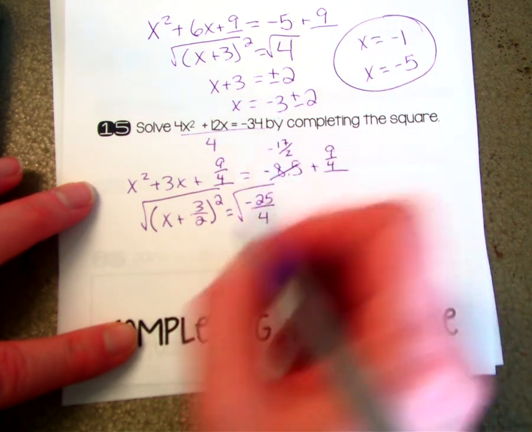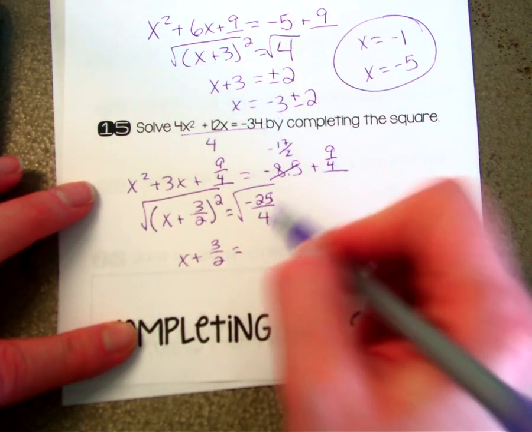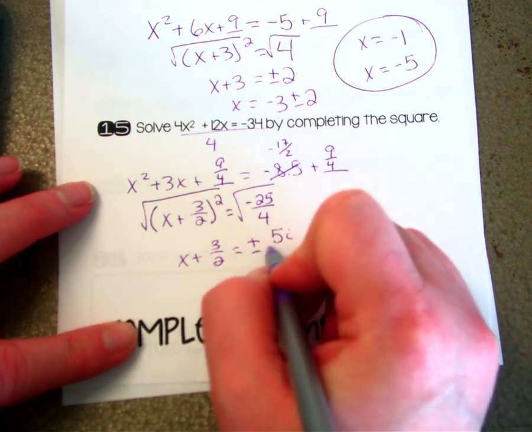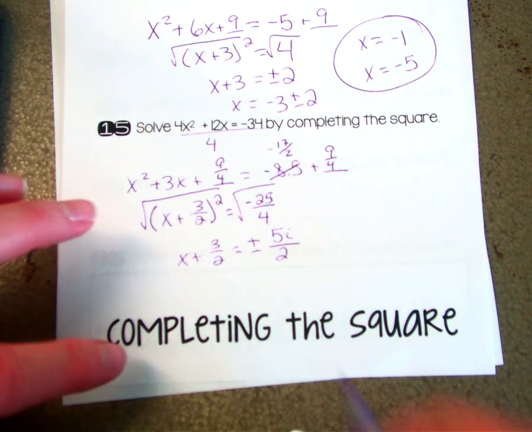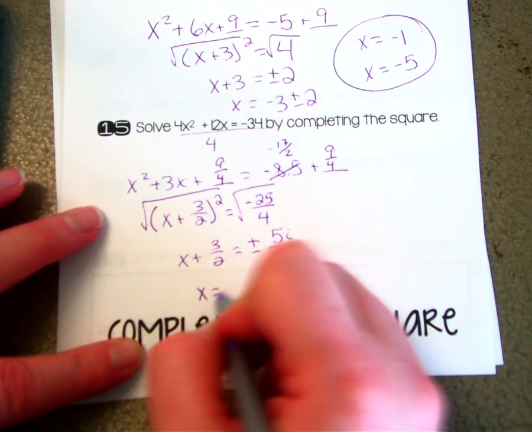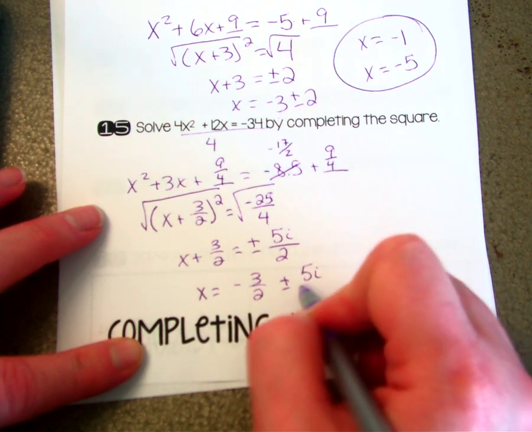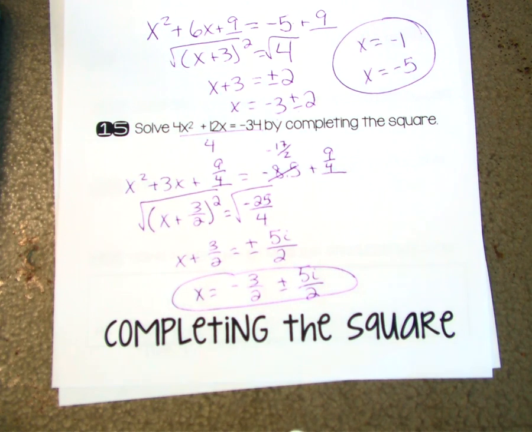Taking the square root, these are both perfect squares, although this one's negative, so we're going to have an i, so it's going to be plus or minus 5i over 2. Square root of 25 is 5, square root of 4 is 2. So that gives me negative 3/2 plus or minus 5i over 2 for that one. So our i's are going to be showing up.